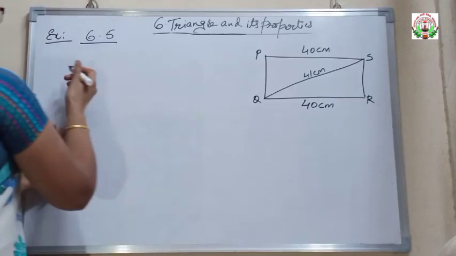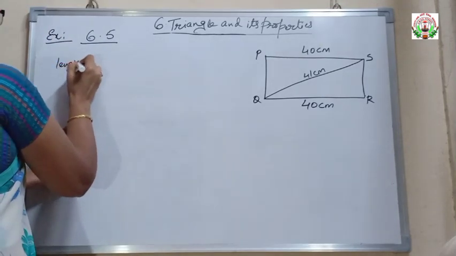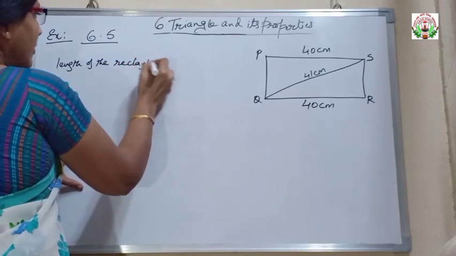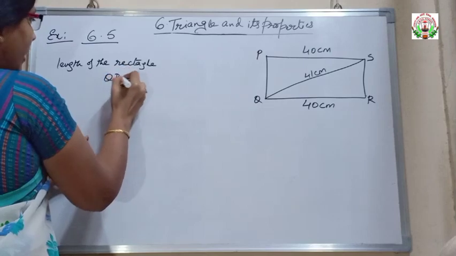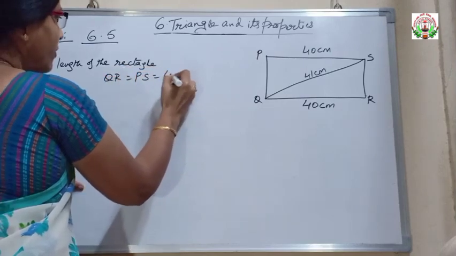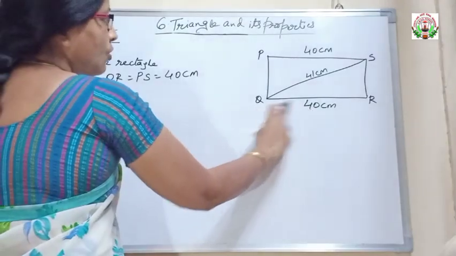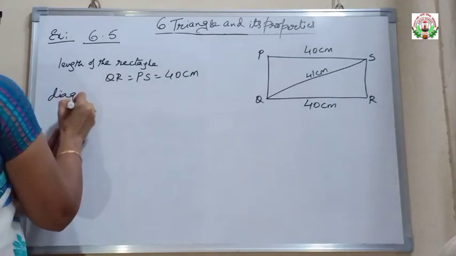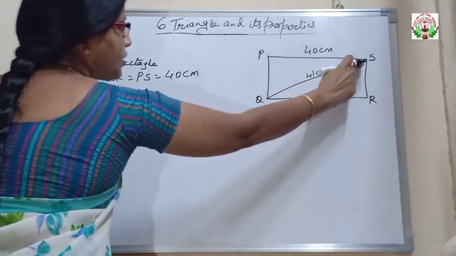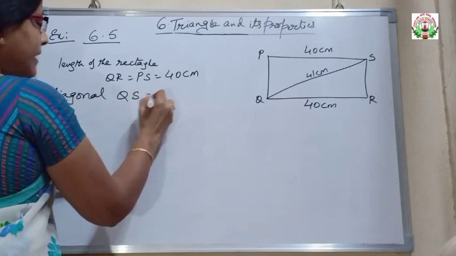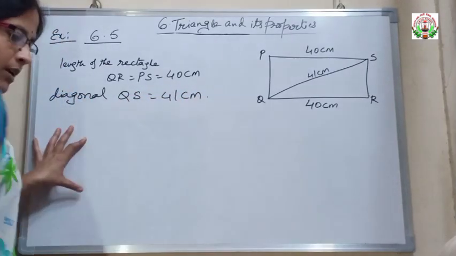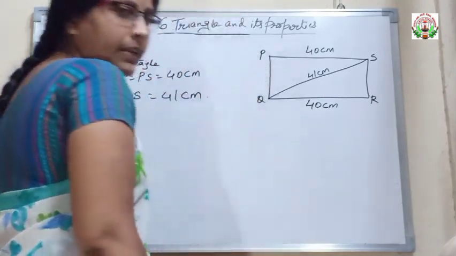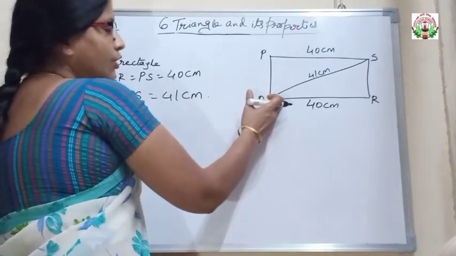So let us write what they have given first. Length of the rectangle, that is QR is equal to PS is equal to 40 centimeters. QR is the length, PS is the length, so it is 40 centimeters. Next, diagonal, that is QS. QS is 41 centimeters. Now they are asking, find the perimeter of the rectangle. We have to find the perimeter of this given rectangle.